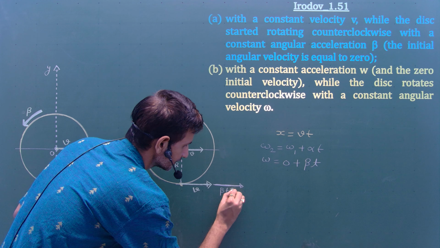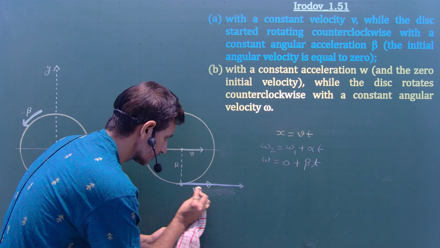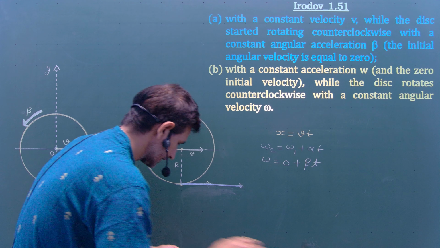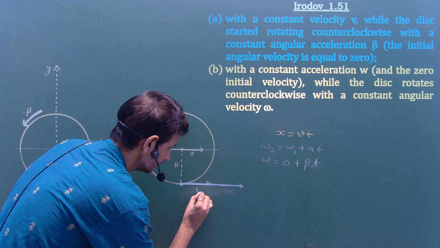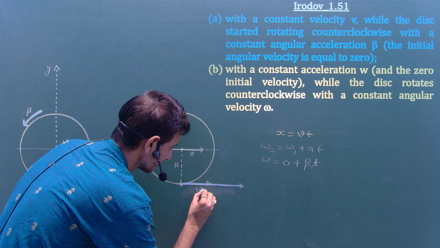Yes, this is the velocity of the lowest point. Now, what is the total velocity? To calculate the total velocity, we just sum up these two numbers. So, the total velocity of this point is this, and the magnitude of this velocity is v plus beta r into t. Yes, this is the velocity.